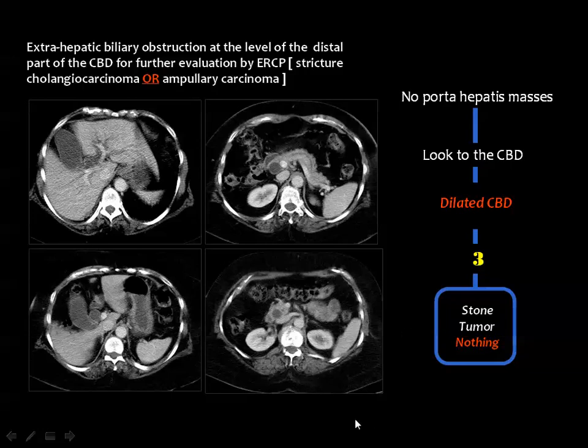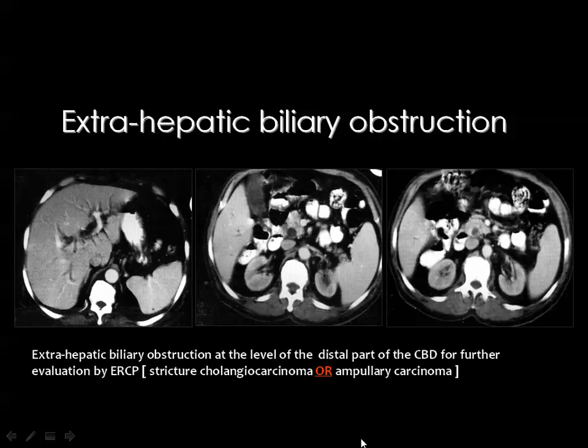ampullary carcinoma is a type of duodenal cancer which is very small and is located at the site of the ampulla of Vater, it produces obstructive jaundice, and you cannot usually see the tumor by imaging. And here is an example.